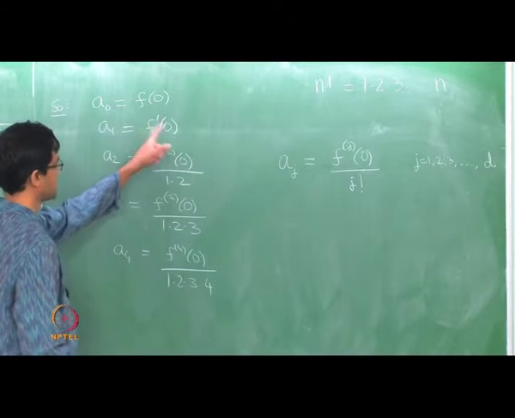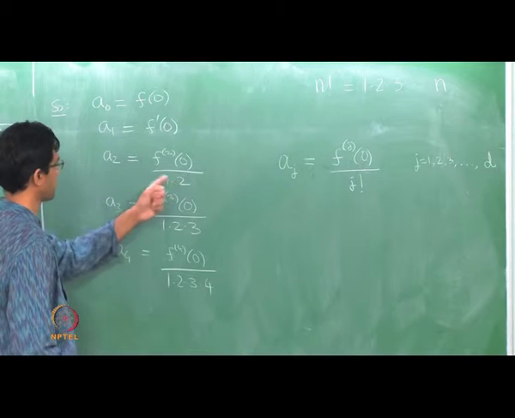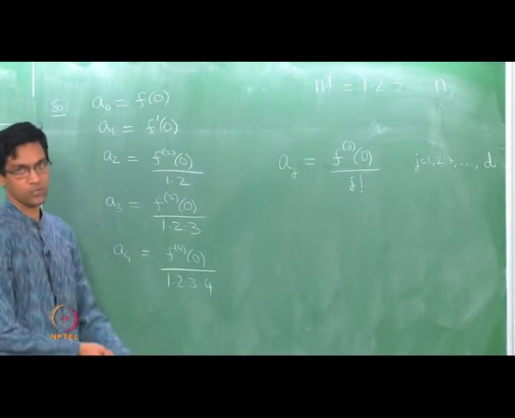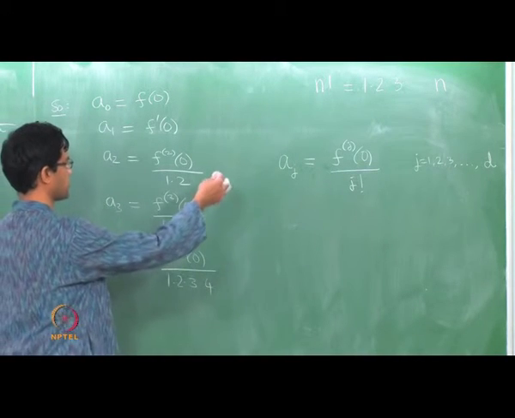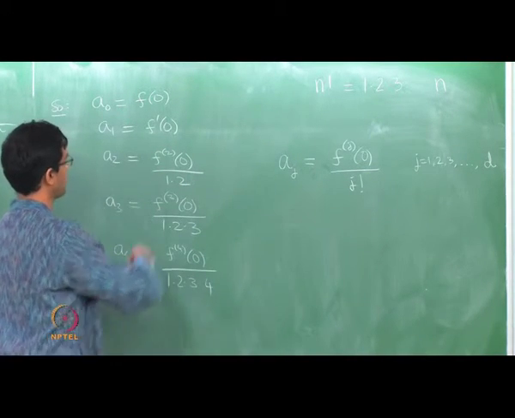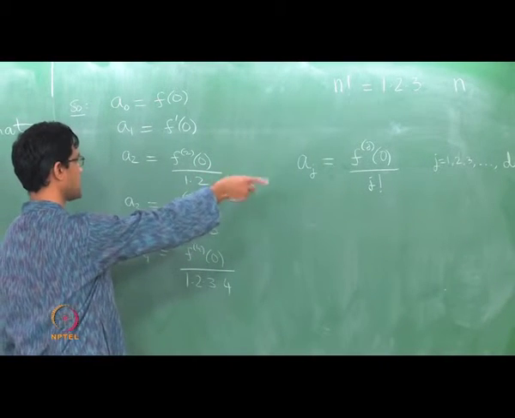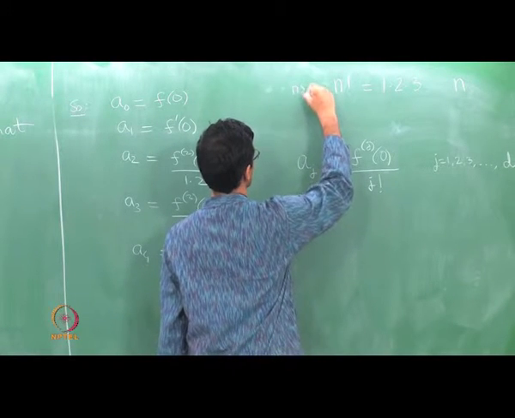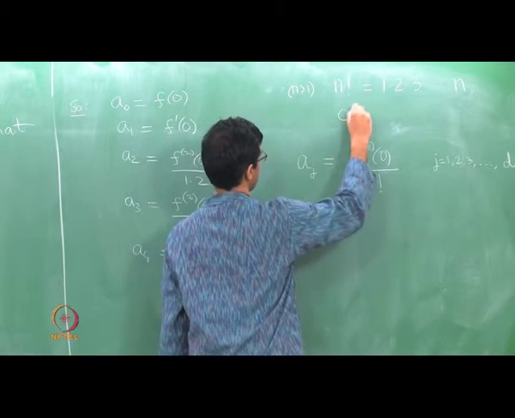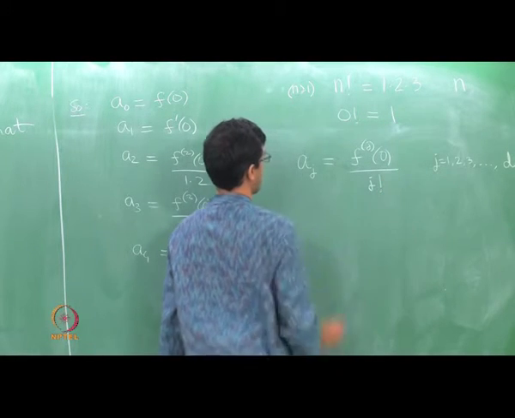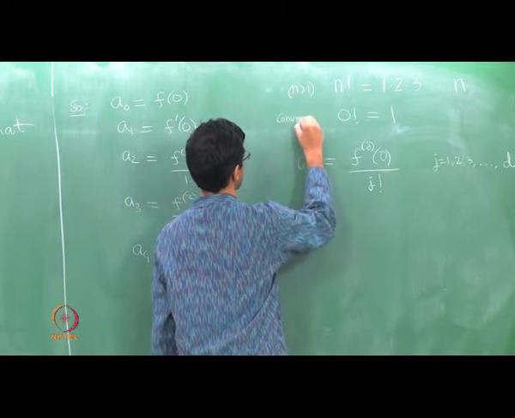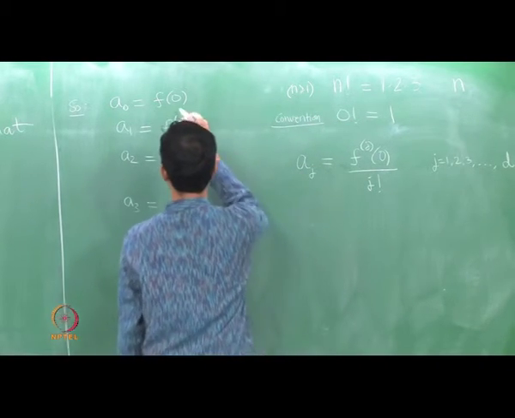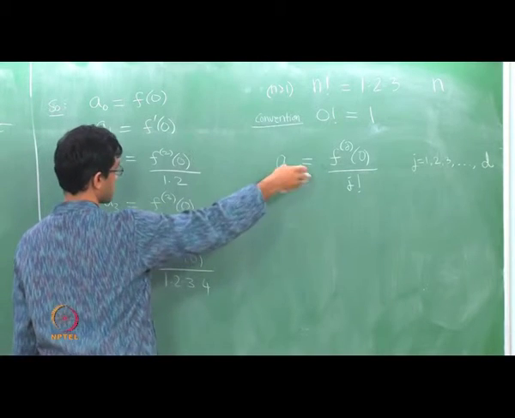So, observe from here: the first derivative divided by 1 factorial is just a1, the second derivative divided by 2 factorial, the third derivative divided by 3 factorial, and so on. But in fact, just to have a more uniform expression, you can also define 0 factorial as 1. This definition really is only if n is at least 1, but the usual convention is to define 0 factorial also as 1. So, this can be viewed as a convention, in which case A0 is given by the same expression.